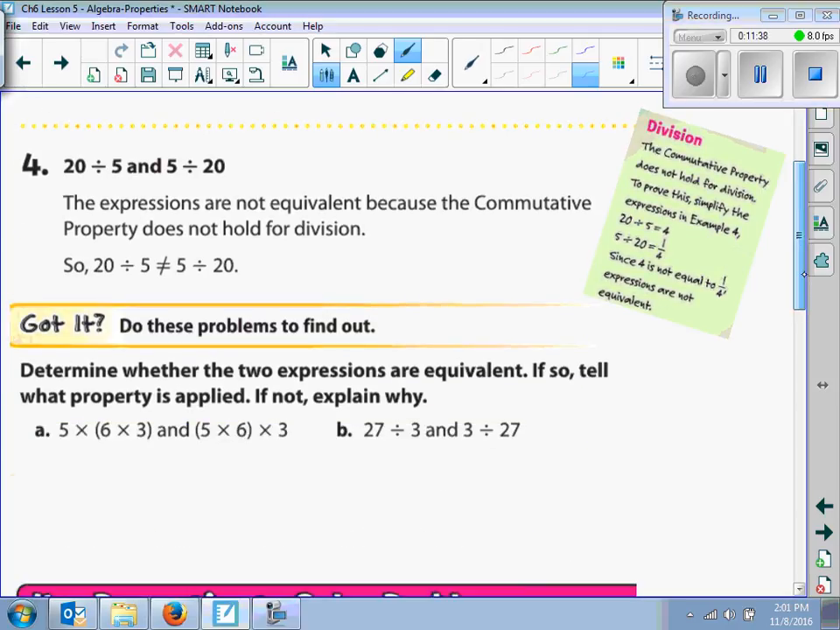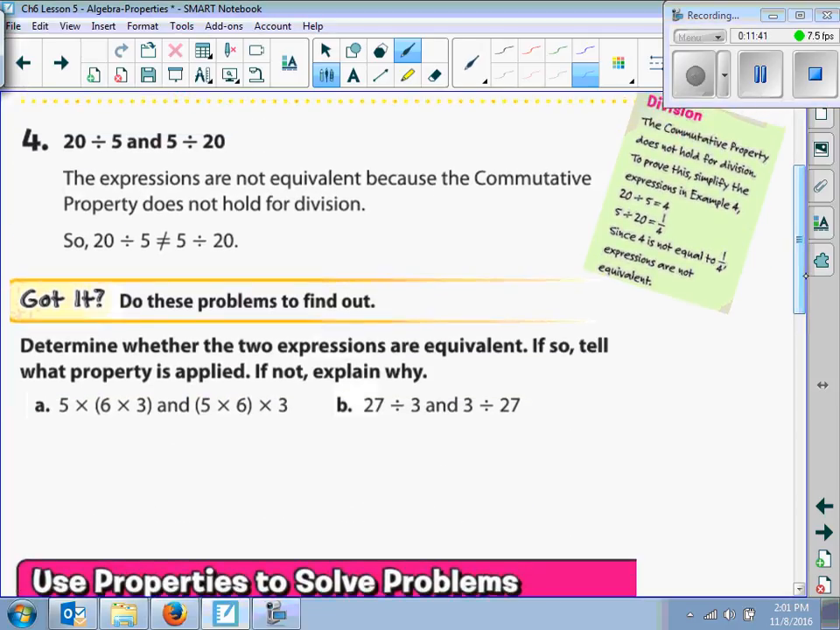The next one, we have 20 divided by 5, right? And we have 5 divided by 20. So here, 20 divided by 5 is 4. Very good. Now, I got to show you this here. Now we have 5 divided by 20. Is that equal to 4? No. If we write this as a fraction, it would be 5 over 20, right?